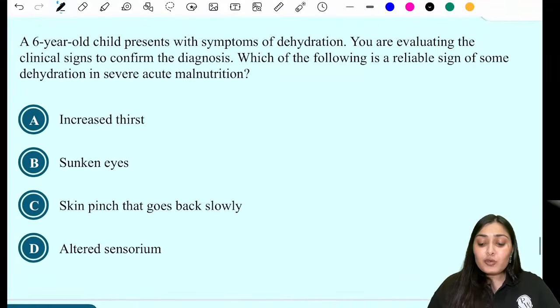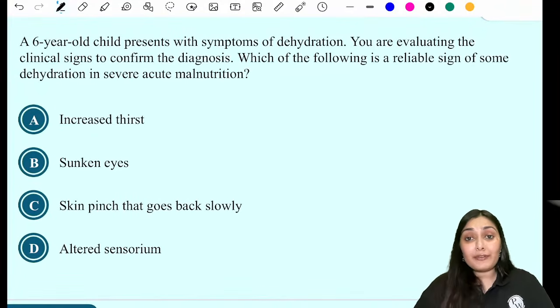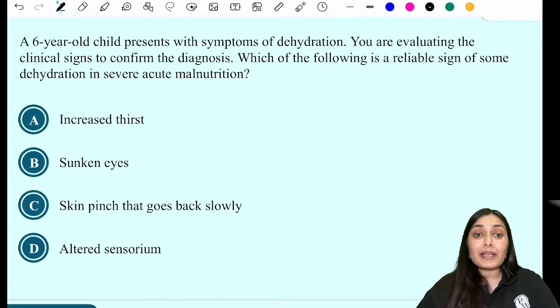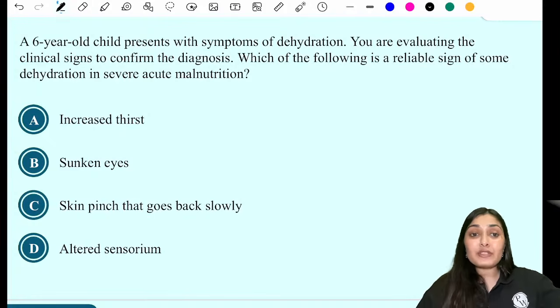We have a 6-year-old child who presents with the symptoms of dehydration. You are evaluating the clinical signs to confirm the diagnosis. Which of the following is a reliable sign of some dehydration and severe acute malnutrition? The options we have are increased thirst, sunken eyes, skin pinch that goes back slowly, or altered sensorium. What do you think is the correct answer?